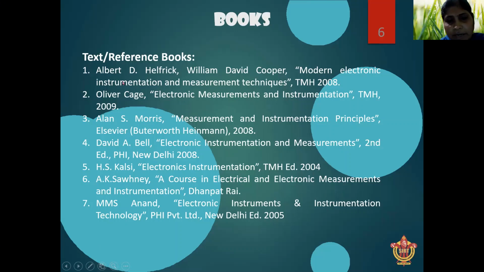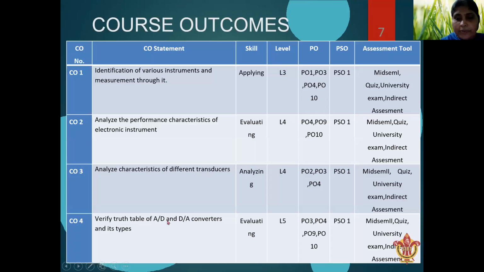Electronic Measurements and Instrumentation. The publication is Dhanpatra. Next book is Electronic Instruments and Instrumentation Technology. Author is M.M.S. Anand. Publication is PHI.